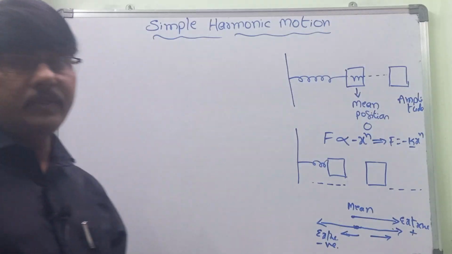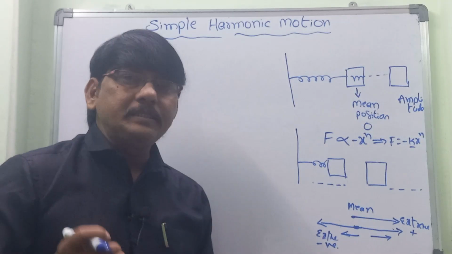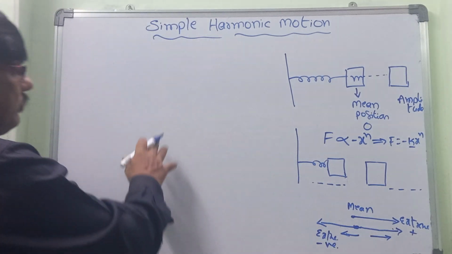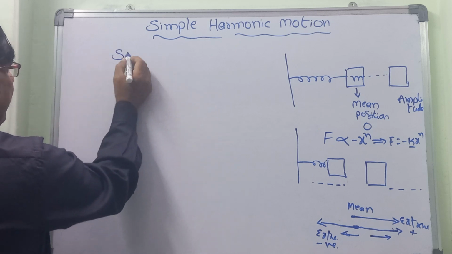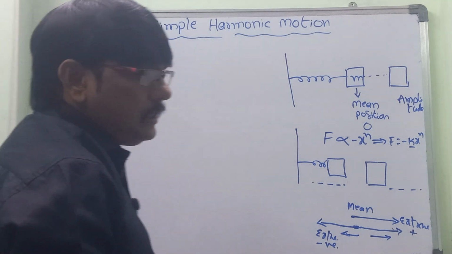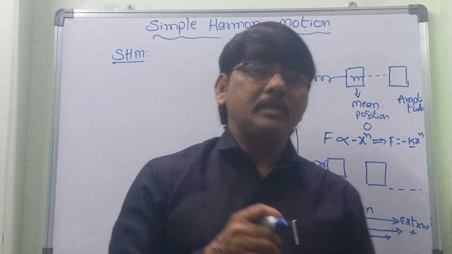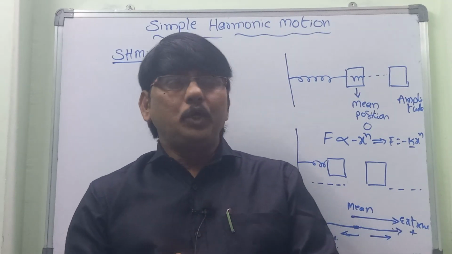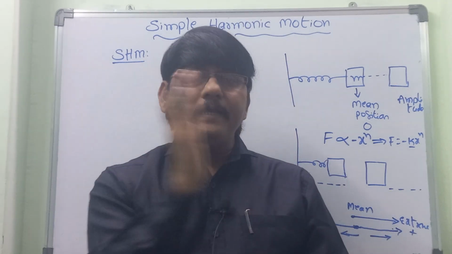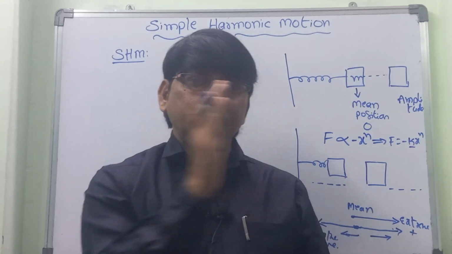And SHM is simple harmonic motion. It is a special case of oscillatory motion. Then what is meant by simple harmonic motion? Before that, let us note a few things. When a particle is considered to be in simple harmonic motion, a common wrong conception is that particles in circular motion can also be considered simple harmonic motion. No. In simple harmonic motion, the particle travels in a straight line.